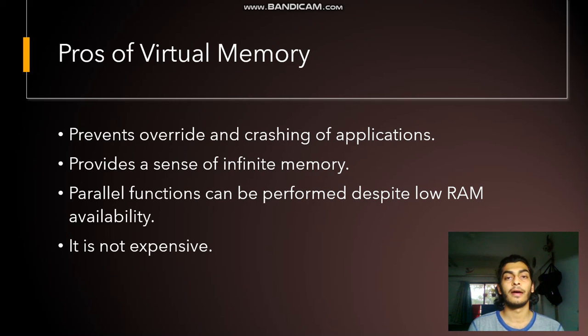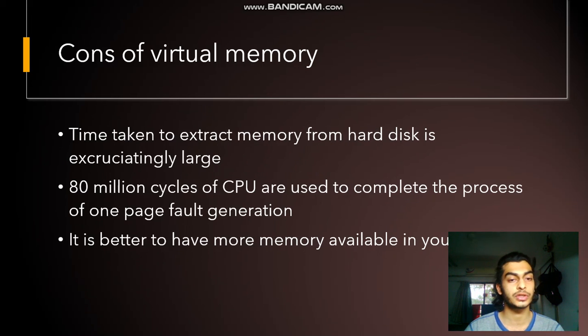Now the pros of virtual memory are, when there are many parallel functions occurring, there is always some memory in the RAM that is not being used. So virtual memory transfers that unused memory to the hard disk, so that there is some empty slot in the RAM which can facilitate more parallel computing. This also provides a sense of infinite memory, as the memory available in the hard disk is much more than that generated by the logical processing unit of the CPU. So there are always some empty slots in the hard disk, and parallel functions can also be performed despite low RAM availability. The main problem with expanding RAM is that it is very expensive, but using virtual memory would be helpful, as it would not increase the cost much.